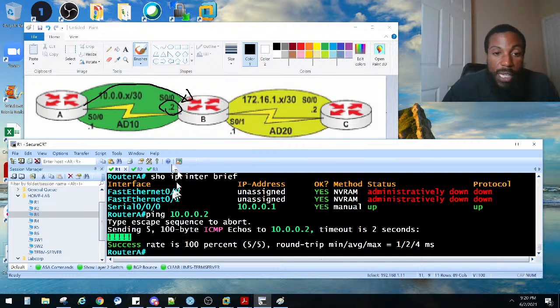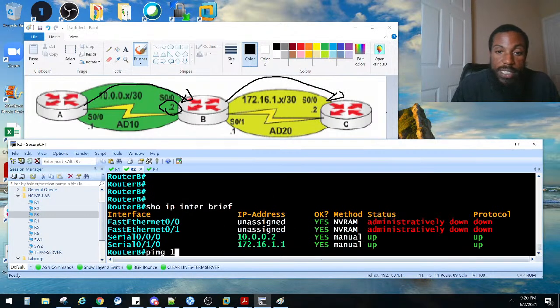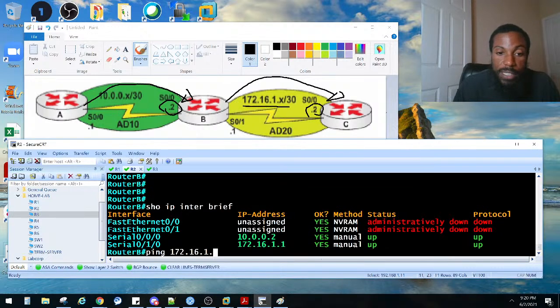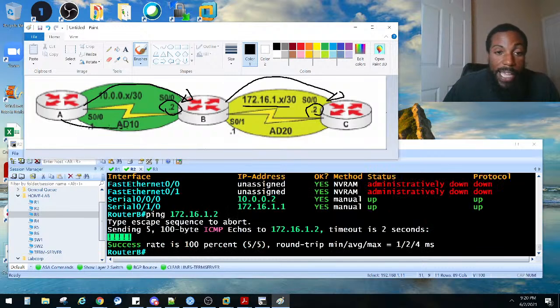So now let's go to router B, and then have him ping router C right here. Should be good to go, right? Ping 172.16.1.2, right? You with me so far? We got a reply. Good to go. So now what happens if router A tries to ping router C, right?